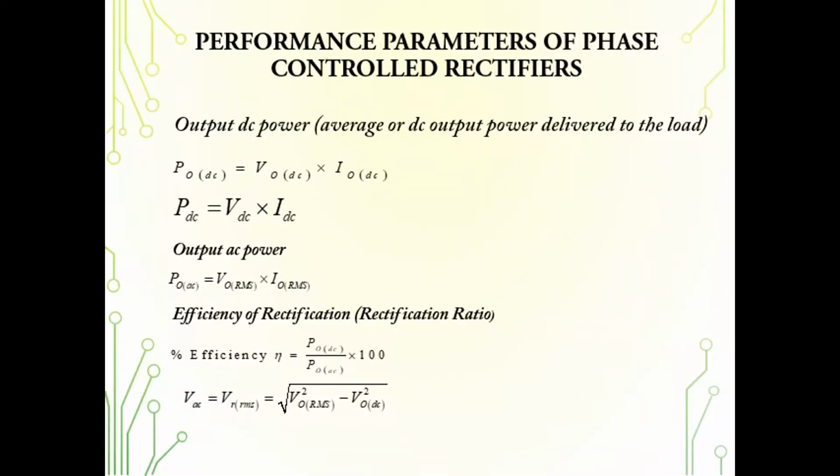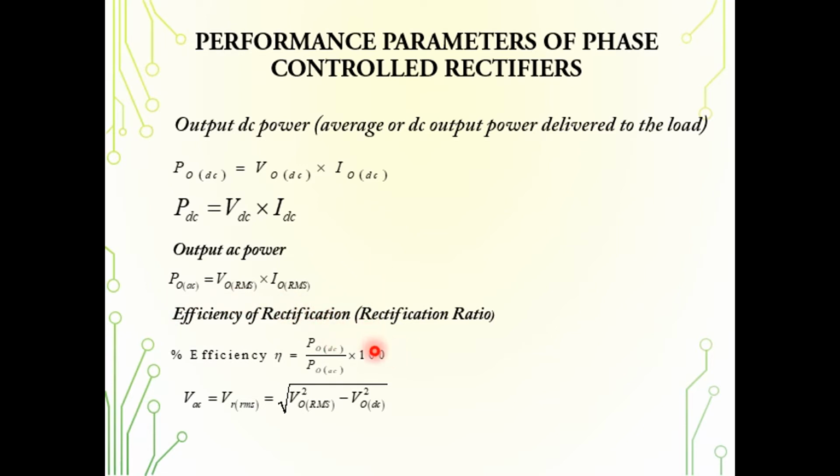Next, let us see the performance parameters. These performance parameters will decide how well you have obtained the output voltage. The first performance parameter is the DC output power, the output power delivered to the load. So PDC is VDC into IDC. Output AC power is obtained in terms of RMS values, so P0 AC is V0 RMS into I0 RMS.